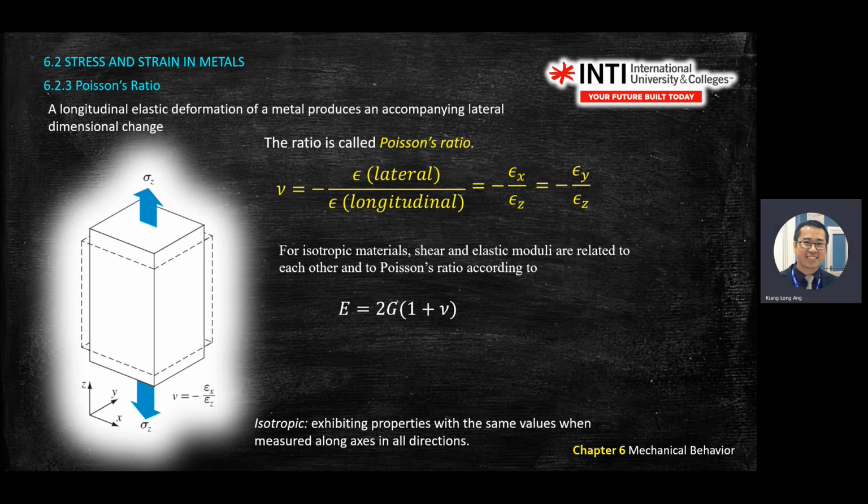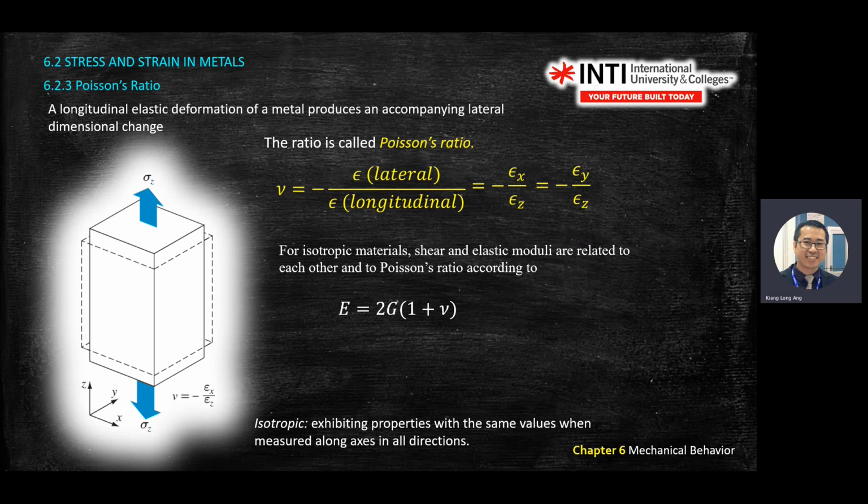So for isotropic, you can link what you learned, the modulus Young just now, and the Poisson ratio with this equation: E equals 2G times (1 plus Poisson ratio). It's a standard equation which is very, very useful in your assessment.